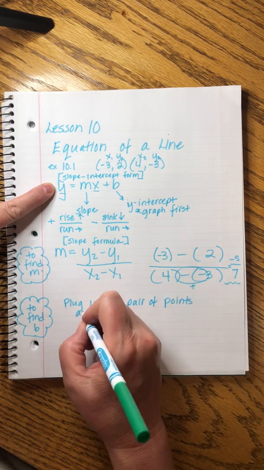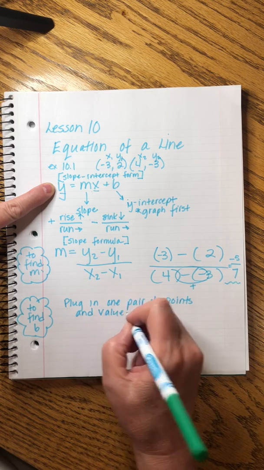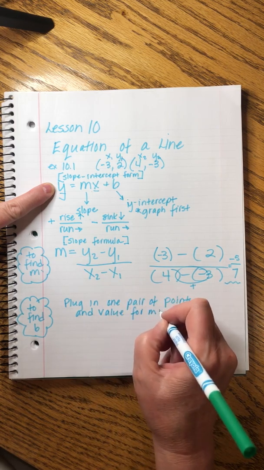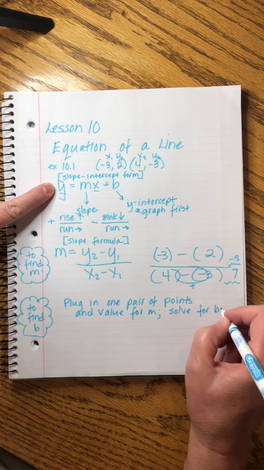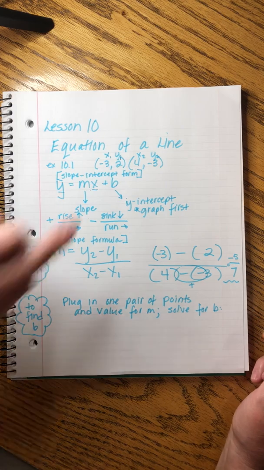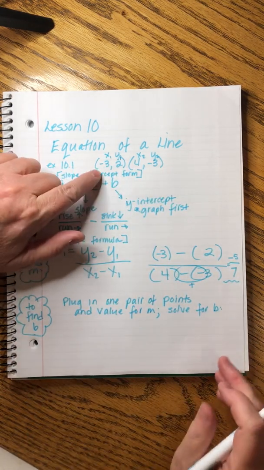And we plug in our value for m. And then we'll solve it for b. It's gonna be so fun, okay? I'm just gonna choose the first pair of points. It doesn't matter, either one will work. I try to choose the one with the cuter numbers.